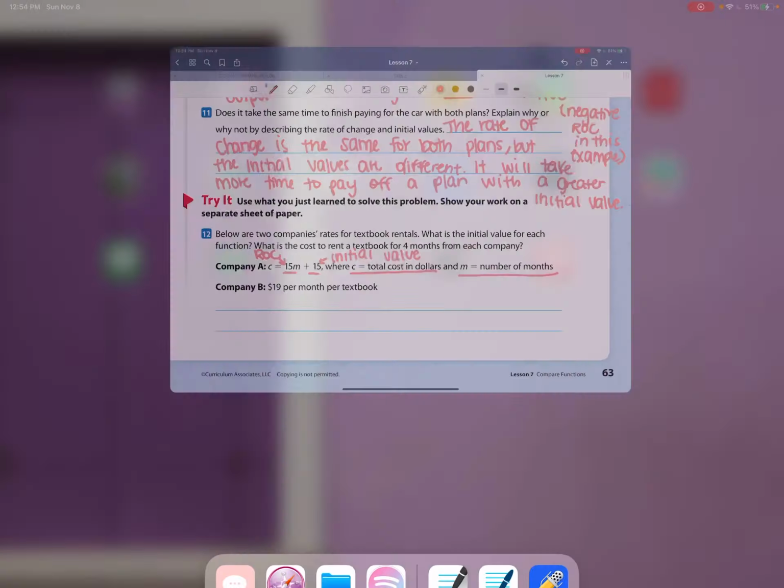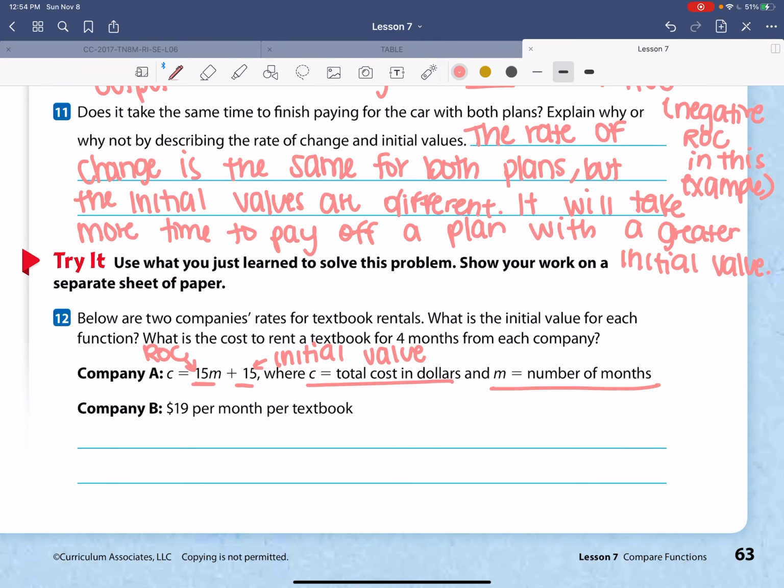But then for company B, they don't have any initial value. They don't have any extra costs you have to pay just to start renting from them. So the initial value for company B is $0, and you know that because there's no added cost. But $19 is going to be the rate of change. So every month you're going to pay $19. So we already have that there.